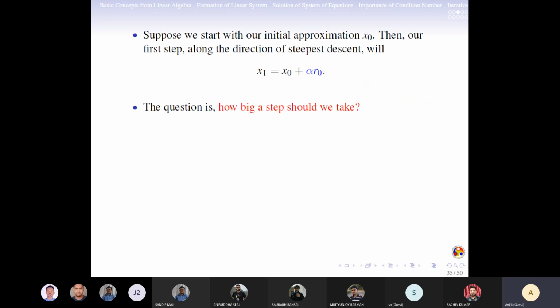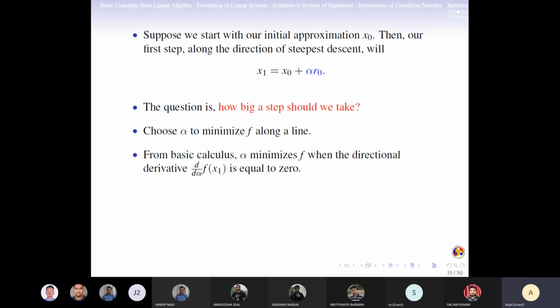That is also applicable in the stadium example. Somewhere in the stadium you have to take a right and then a left. In this way you have to go. So we have our first direction, the direction of the residual, but how much should I go before I stop and change the direction? That I have to find. So we choose alpha in such a way that alpha minimizes f along a line. To get that, again we have to take the derivative of f of x1 with respect to alpha, and put it equal to 0. That will give a relation by which we can get the value of alpha.